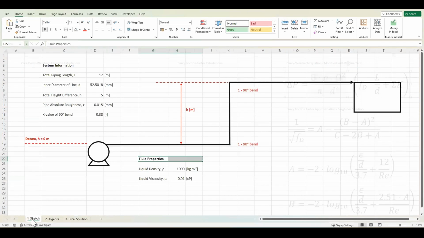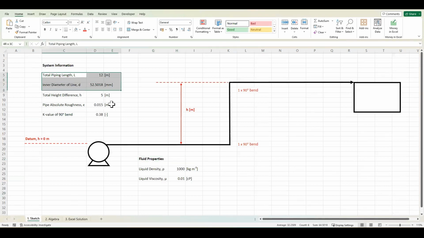So we just jump back to the sketch. Again, we've got some parameters that we're working with, and we're going to solve. We're going to try and find the discharge pressure at the outlet of the pump to give a given flow in this line.